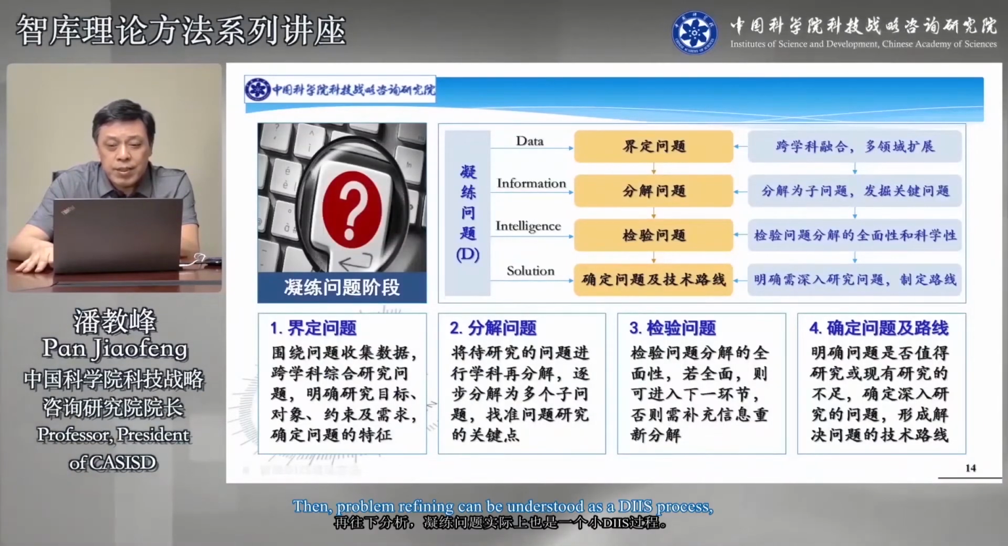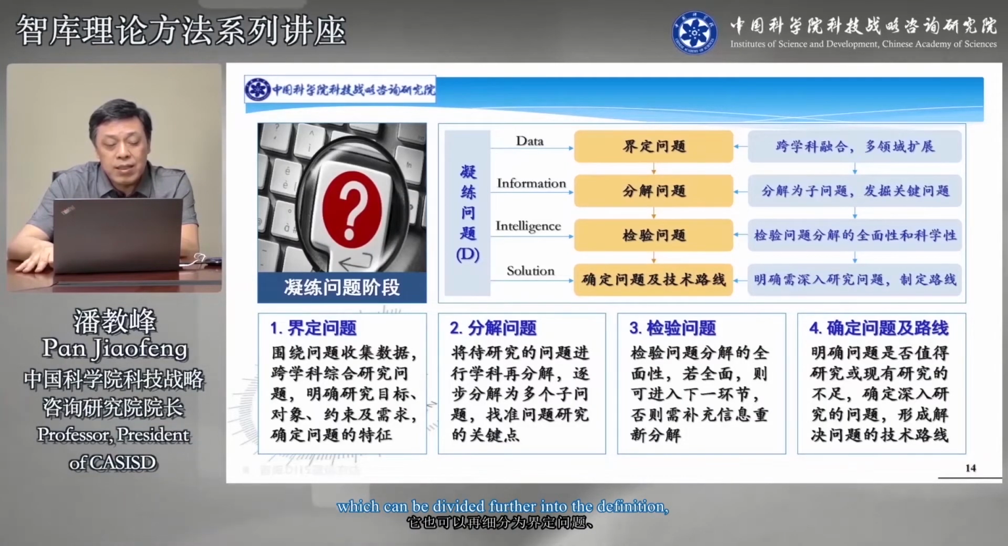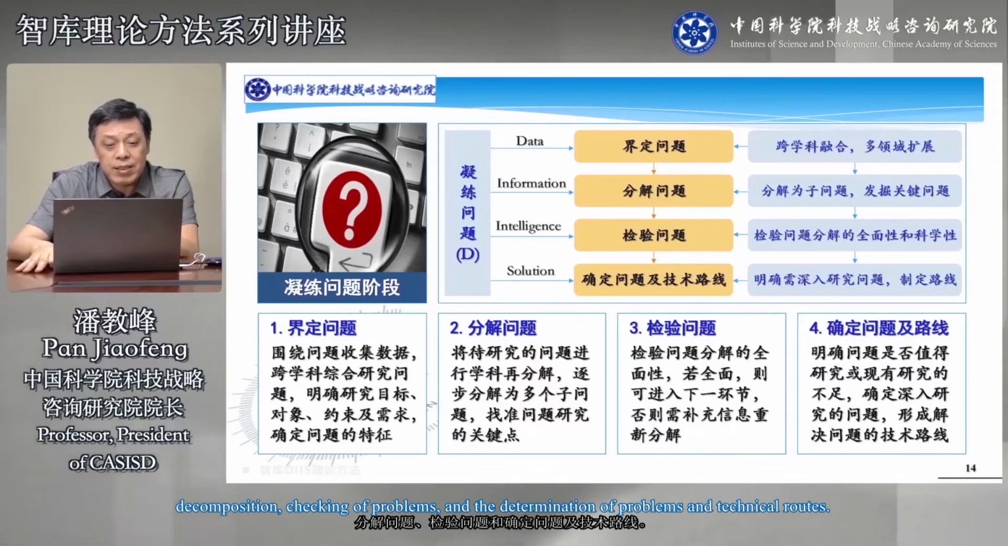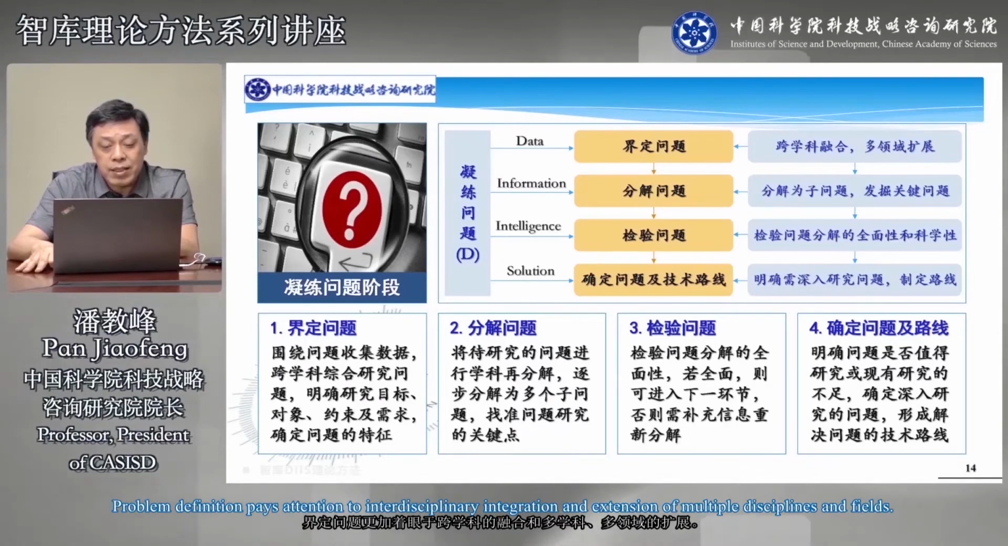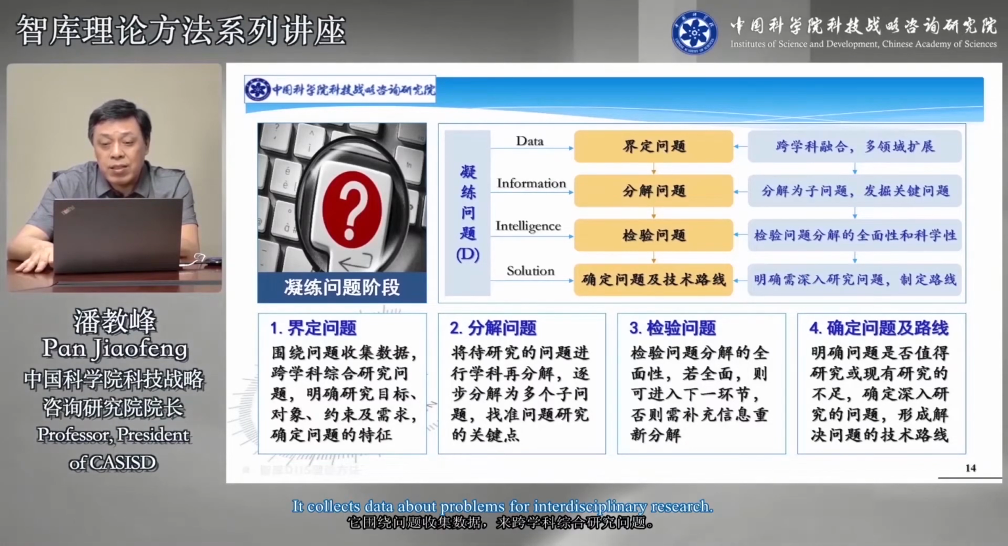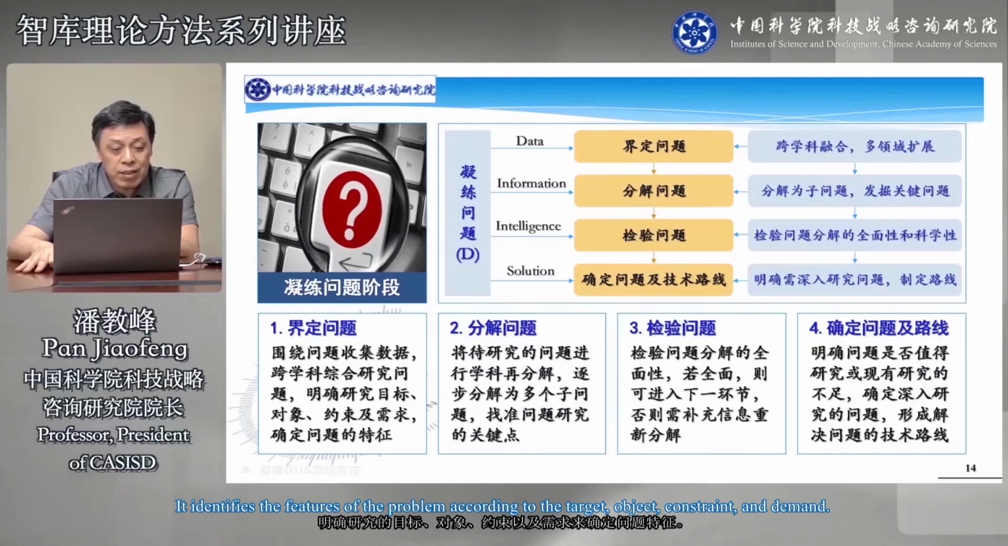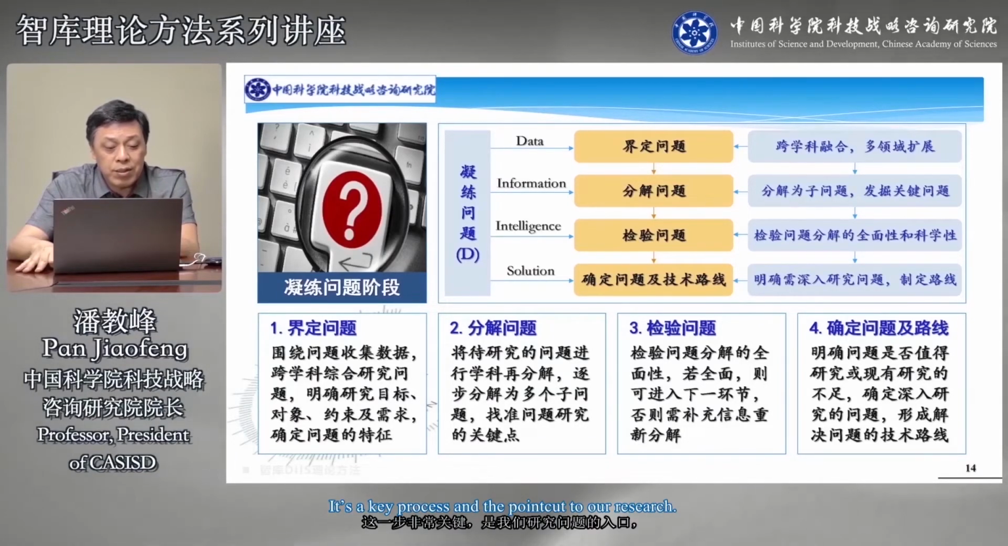Then problem refining can be understood as a DIIS process, which can be divided further into the definition, decomposition, checking of problems, and the determination of problems and technical roots. Problem definition pays attention to interdisciplinary integration and extension of multiple disciplines and fields. It collects data about problems for interdisciplinary research. It identifies the features of the problem according to the target, object, constraint, and demand, its key process, and the point cut to our research.